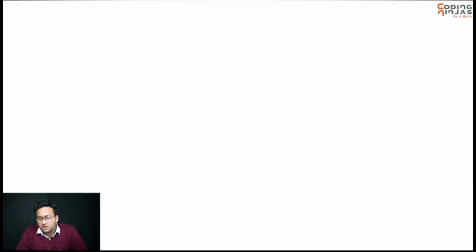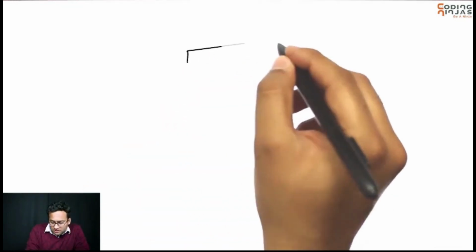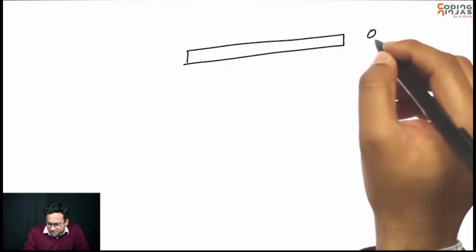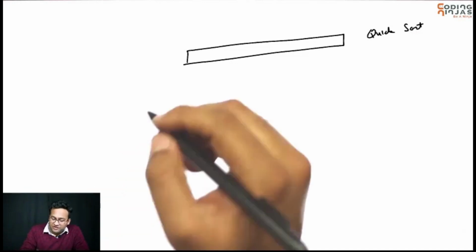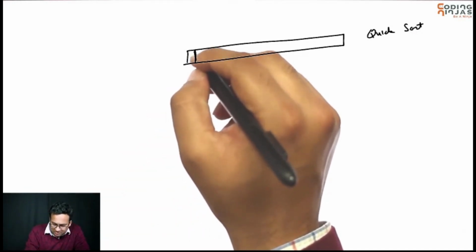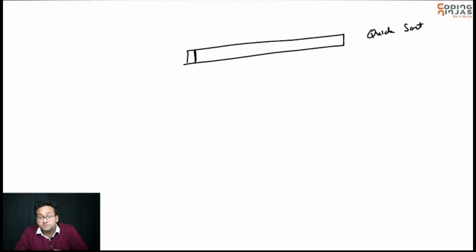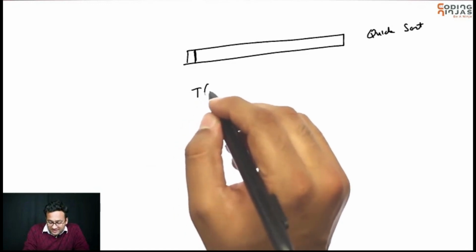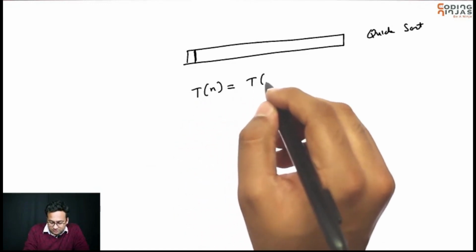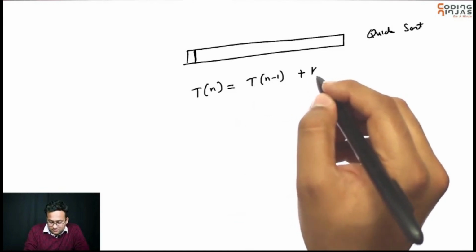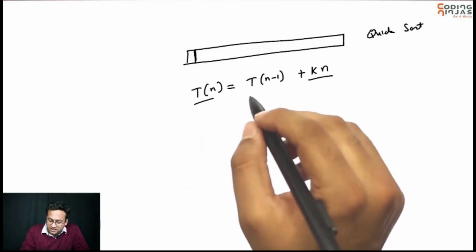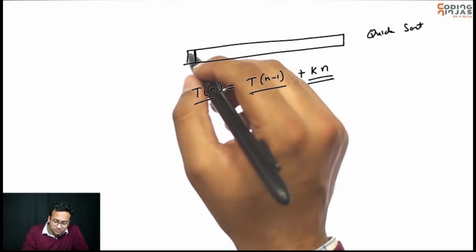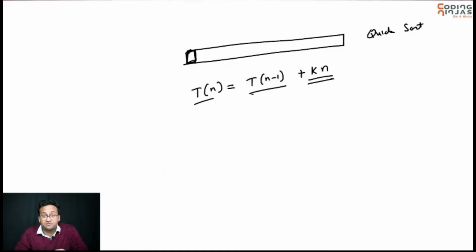Okay. Now let's talk about quicksort. See, the worst thing that can happen with quicksort is you pick a pivot and that pivot is the smallest element or the largest element. So your recurrence relation will become T(n) = T(n-1) + Kn, where Kn is for the partitioning algorithm, because the pivot has moved to the leftmost or the rightmost position.